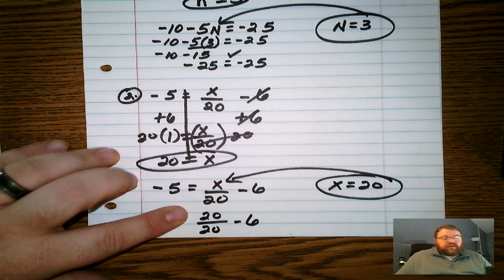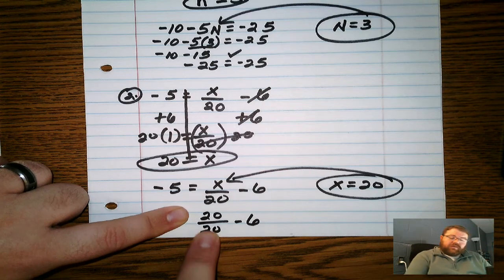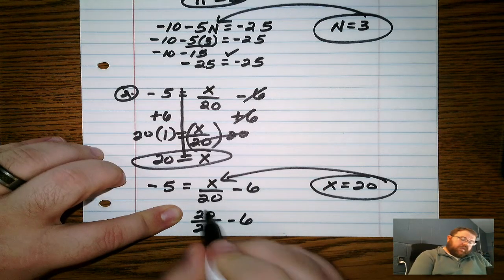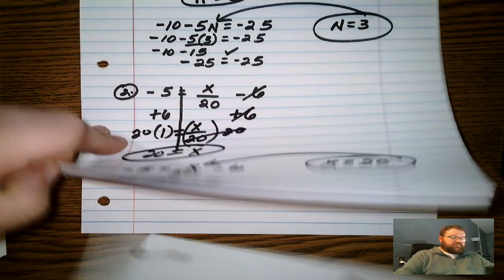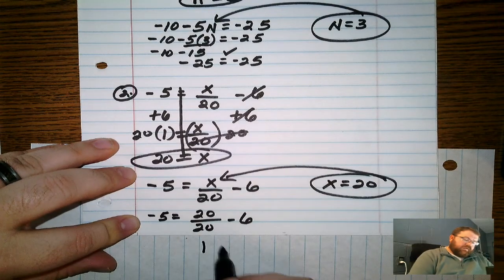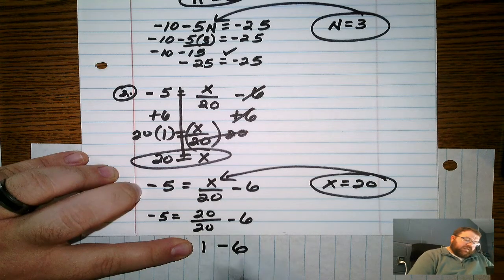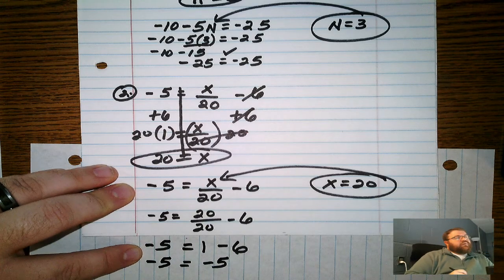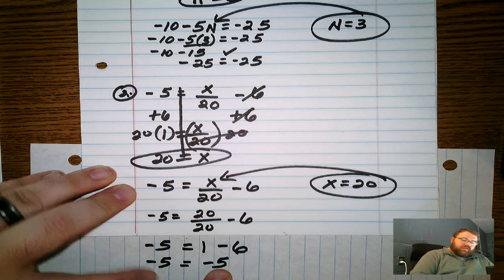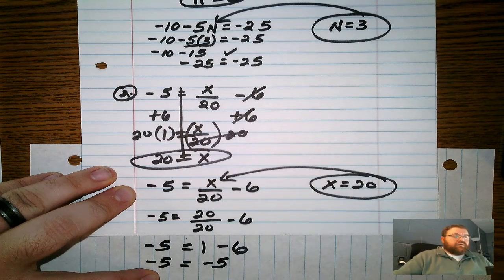Now, I'm going to cover up the equal to negative 5. Here we have an expression. Now, we would do 20 divided by 20, which is 1. So I have 1 minus 6. 1 minus 6 is negative 5, and the equation says that it should be equal to negative 5. So I have these two as a true statement. Therefore, I know that my solution is correct.